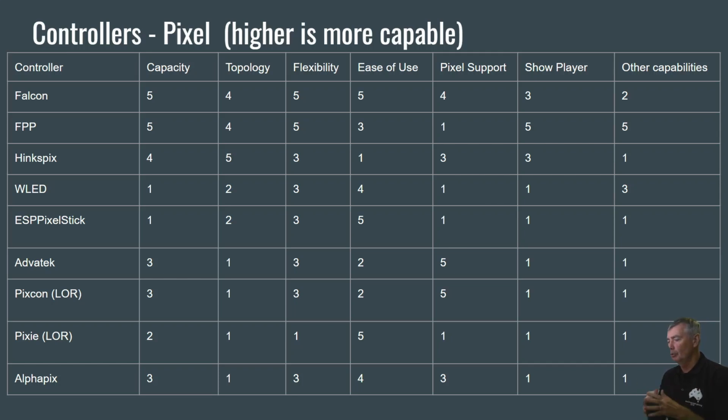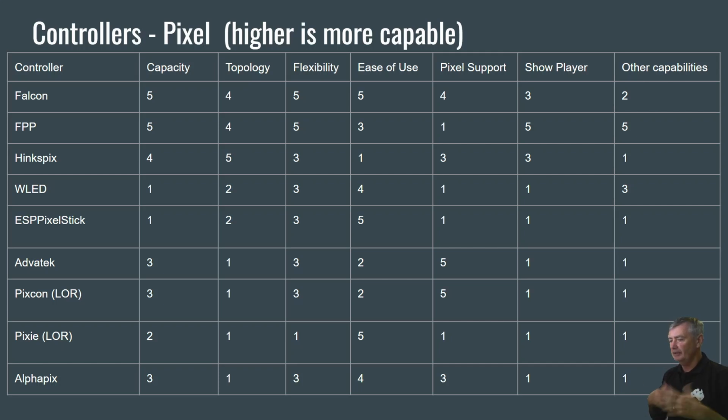Pixel support is just the breadth of support for different types of pixels. The show player capability is because some controllers include the ability to actually play your show from the controller. And other capabilities is a grab bag of miscellaneous capabilities, and I'll talk through some of those. So let me loop back around, talk about capacity.